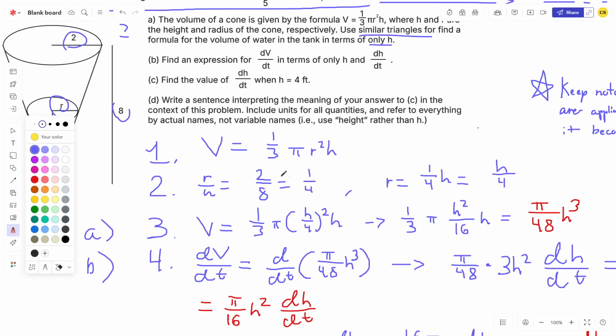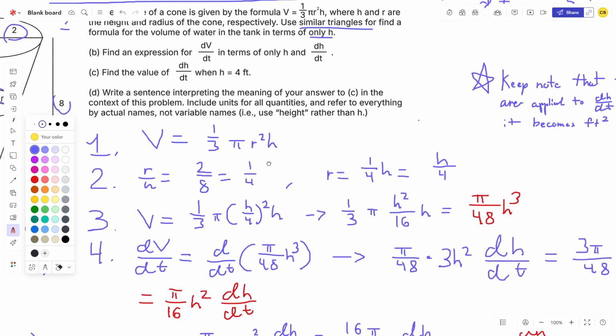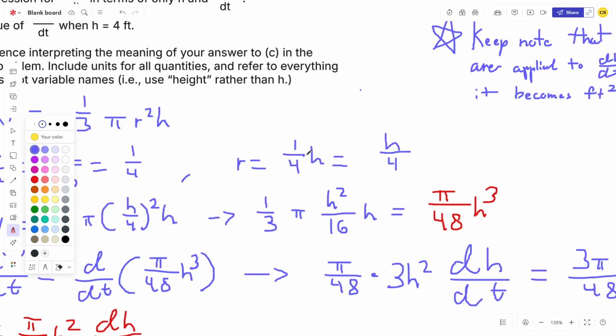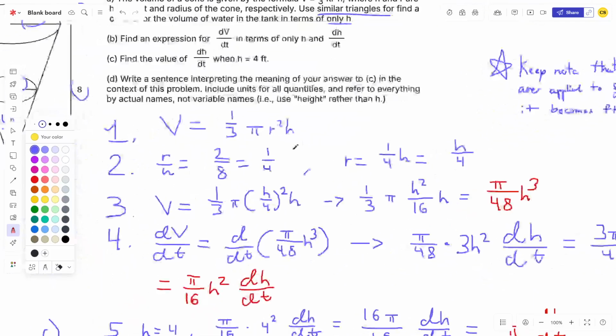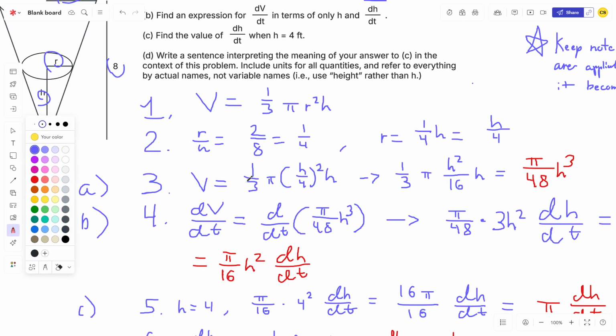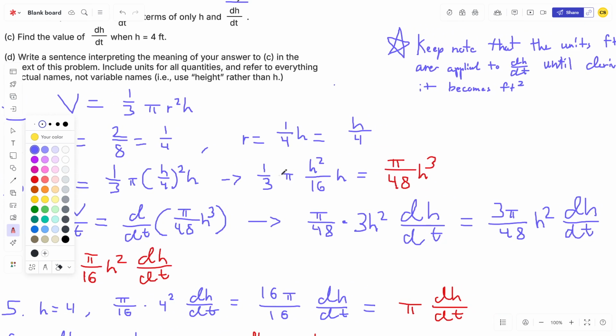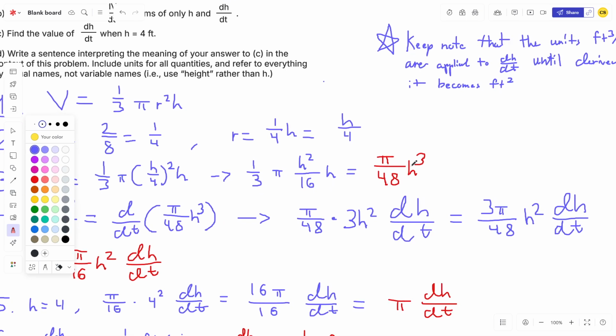Okay. So we say that r over h equals 1/4, because we just compare these and make a ratio. And since we want it in terms of h, we'll just multiply by h, and we say r equals h over 4. So now we can rewrite the volume formula for a cone as 1/3 pi times h over 4 squared times h, which is 1/3 pi h squared over 16h, which is pi over 48 h cubed.